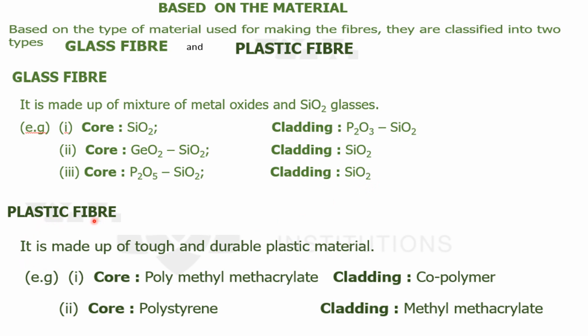Then coming to plastic fiber, it is normally made up of tough and durable plastic material. So polymer materials are going to be made use of. So if core is made up of polymethyl methacrylate, then its copolymer will be its cladding. If core is going to be polystyrene, then cladding will be methyl methacrylate. So this is the first classification.